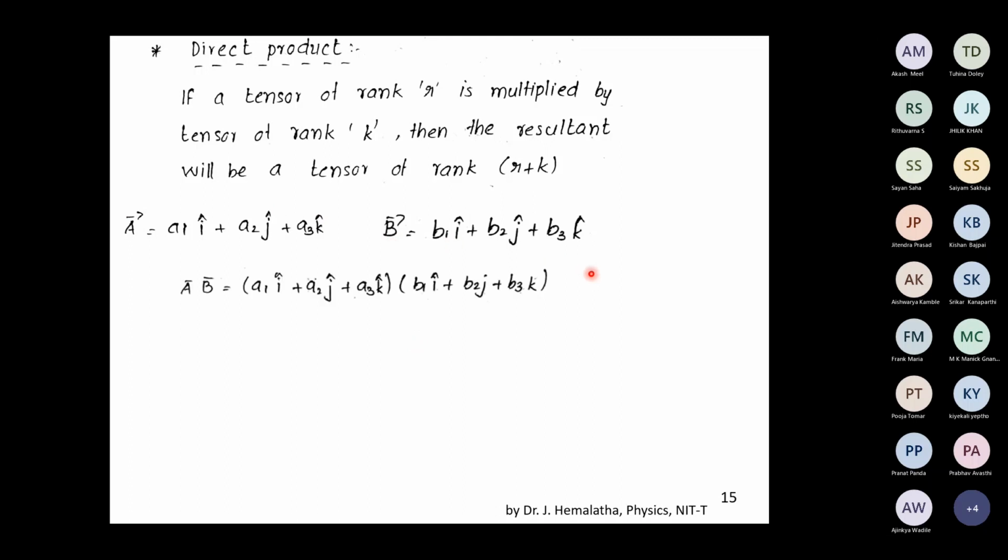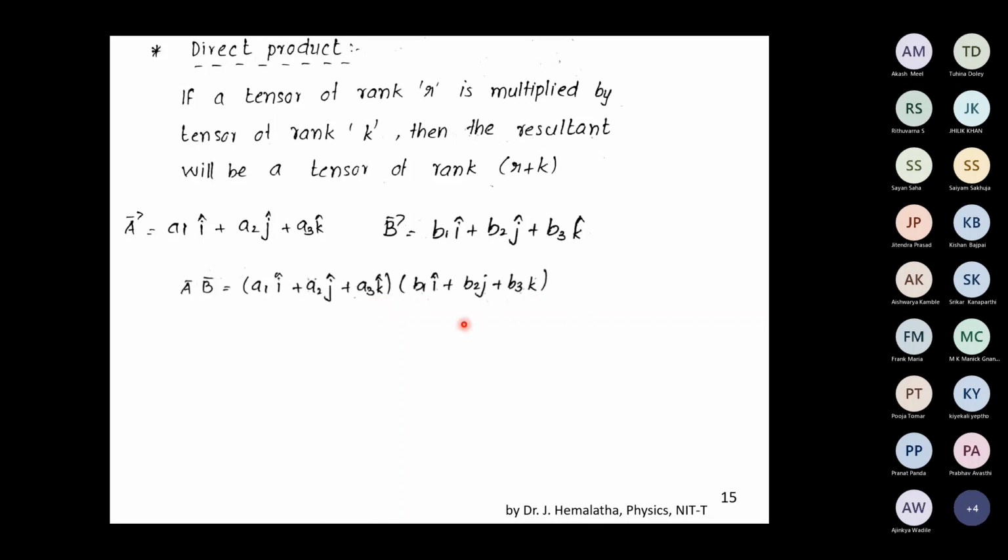Now I am taking the direct product. I think you have heard of this direct product. Already you have seen only dot product or cross product between vectors, right? But when it comes to tensors, there is another kind of multiplication which is called a direct product. There is no dot or cross in between. You can straight away take the multiplication of this vector and another vector.